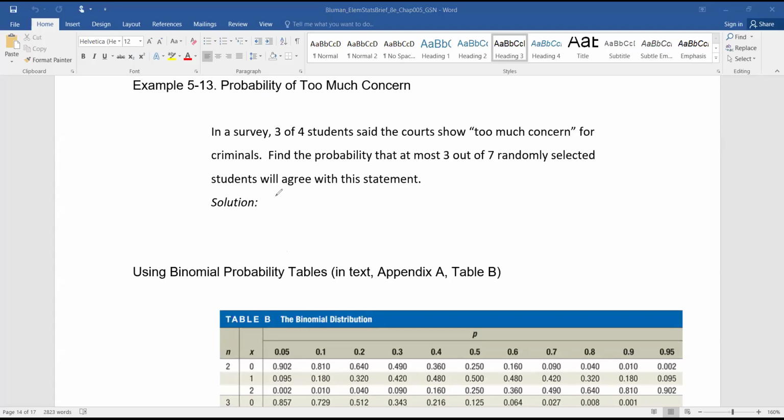All right, so again, this was the P3 plus P2 plus P1 plus P0. And again, we're looking at finding at most 3, so 3 or less. And that came out to 0.071. So basically a 7% chance that you'll get at most 3 that will agree with you. All right. So there's an example with that.